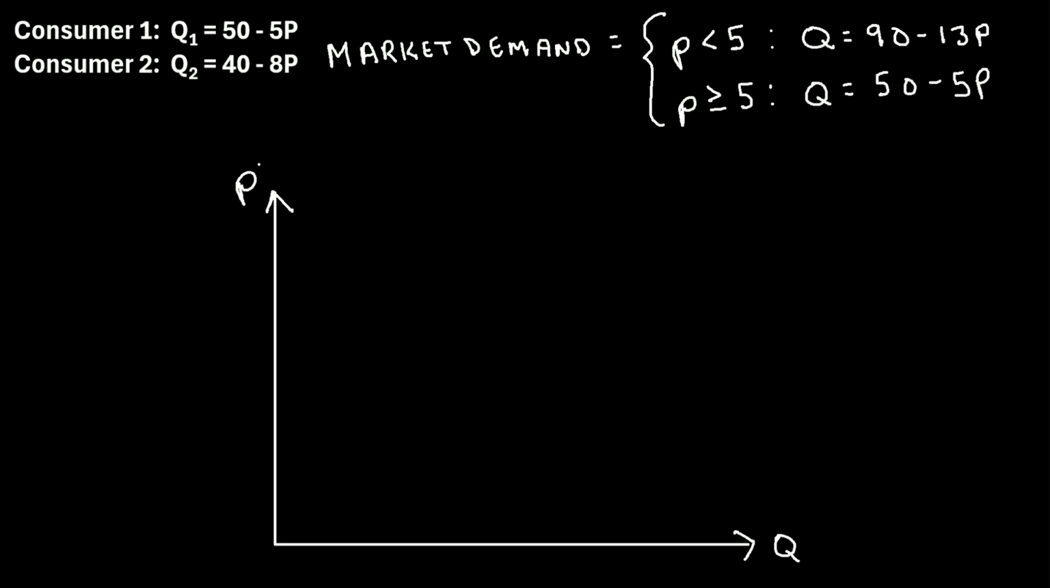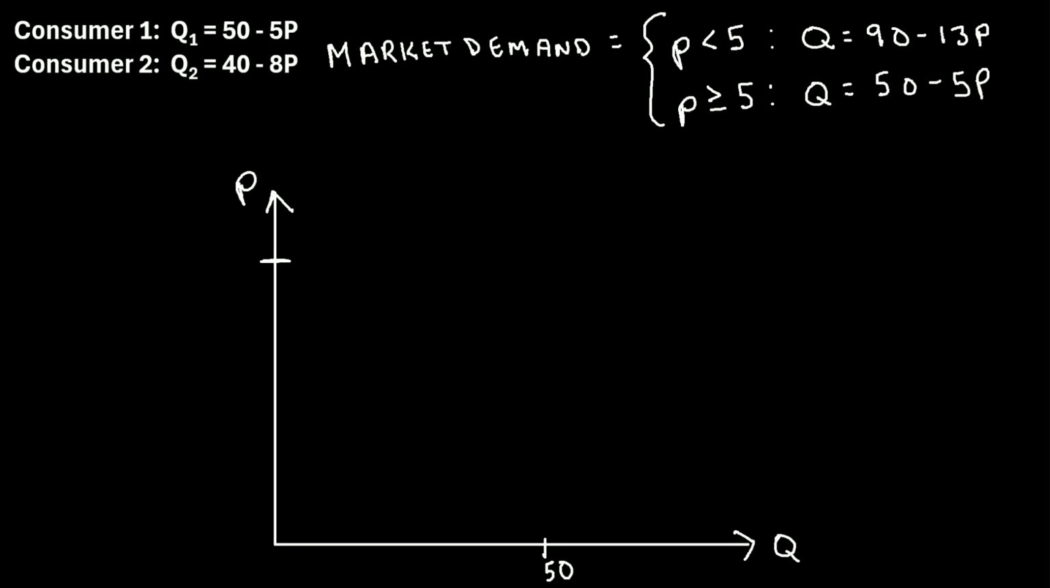So if we create a graph where price is on the y-axis and quantity is on the x-axis, let's start by graphing both of the consumer demand functions. So let's start with consumer 1. How can we graph this function? Well, we just need to figure out the point where this function crosses this axis and this axis. So let's start by saying if we plug in a 0 for p, right here at this point where p is equal to 0, we get q is equal to 50. So that means this demand function will cross the q, this x-axis, at 50.